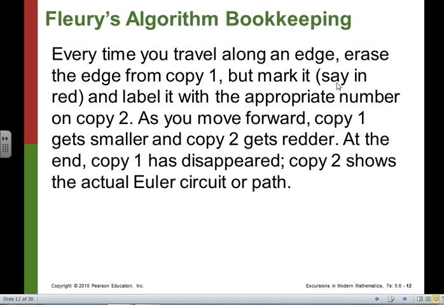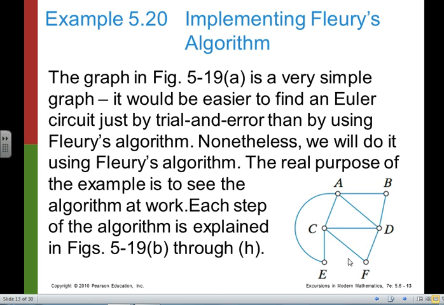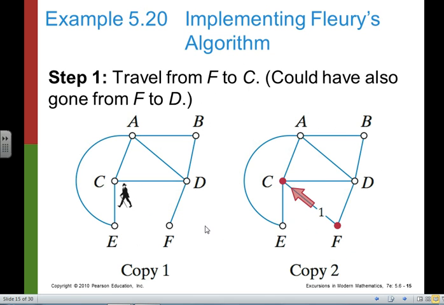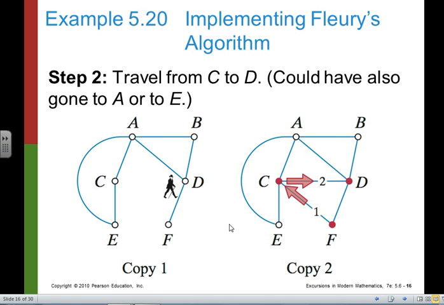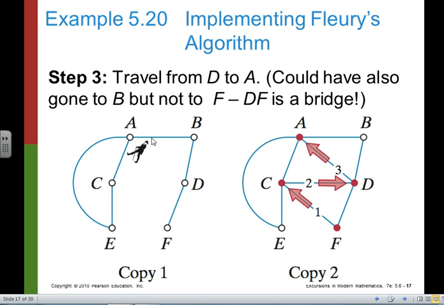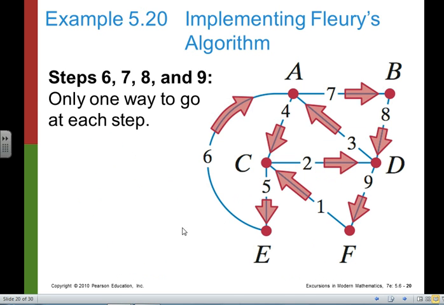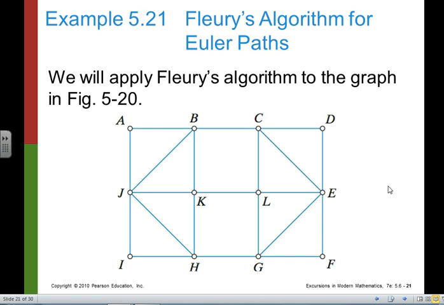Each time you travel along an edge, you erase the edge from the copy, make a mark that says it's done. Okay, so we start with something like this, and we start at F. I move down to C, and then I move over to D, and as I do that, I'm erasing things. Now that I'm at A, it's very clear I want to go that way, and I don't want to go the other way because that would be a bridge. So as I walk around the circuit, I end up erasing things as I go.